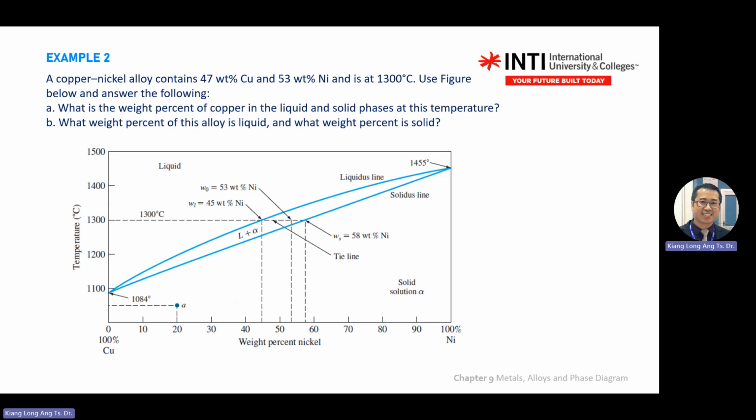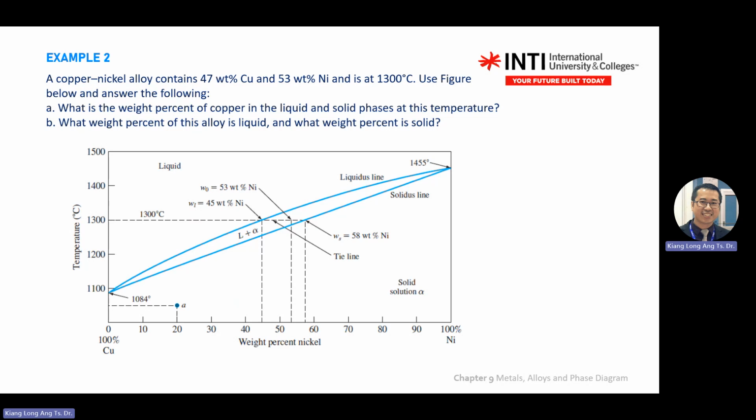Now the graph is focused on copper or nickel? The graph is for nickel or copper? Nickel. The caption says nickel, so 0 is no nickel and 100% is nickel. This one, you're very familiar with: liquid plus alpha, and solid alpha.